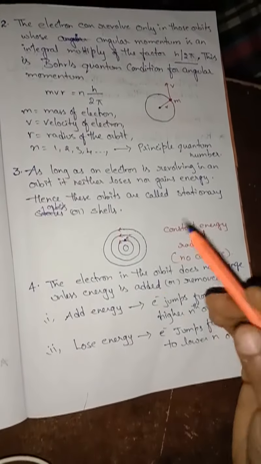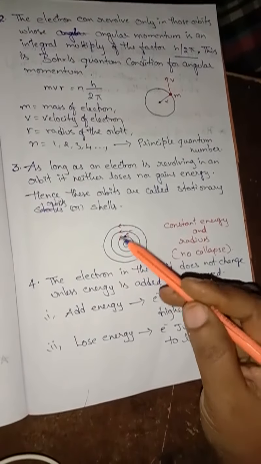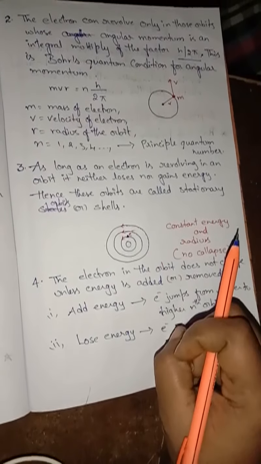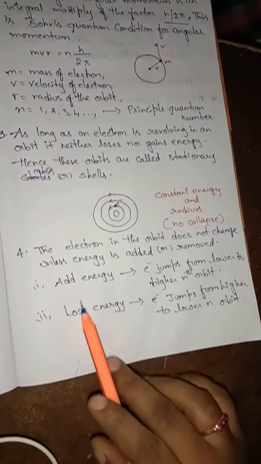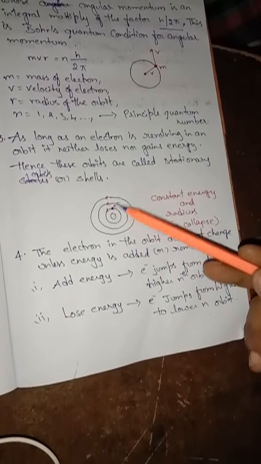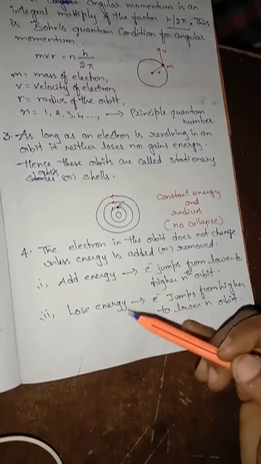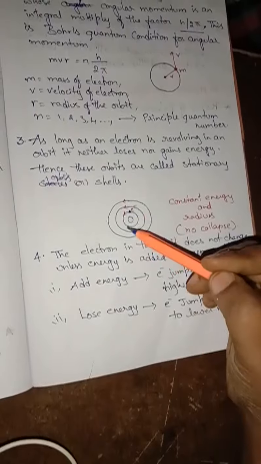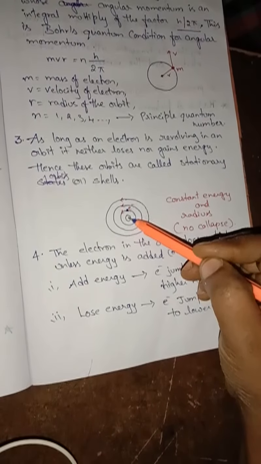And next, when the electron is revolving around the nucleus, it neither loses energy nor gains energy. If it loses energy, what happens? The electron will jump from a higher orbit to a lower orbit. If it gains energy, what happens? The electron moves from a lower orbit to a higher orbit. So they have a constant energy and radius. Radius means the distance between the nucleus and the electron.